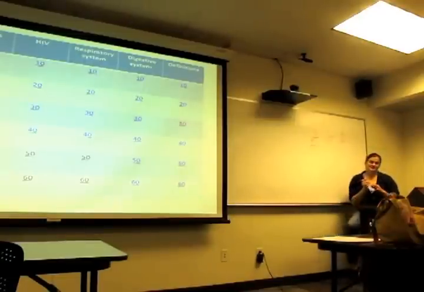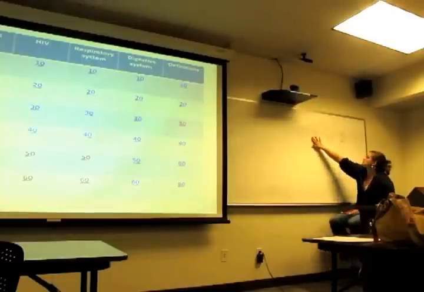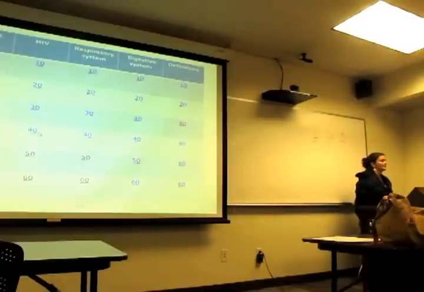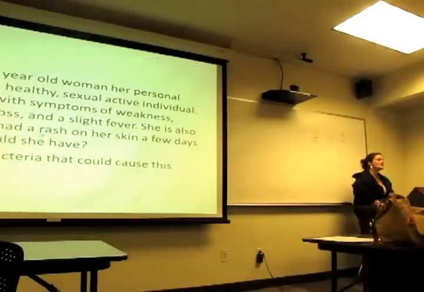Okay, Logan. Hit me. How about HIV for 40? Susan is a 34-year-old woman. Her personal history is of a healthy, sexually active individual. She came in with symptoms of weakness, fatigue, hair loss, and a slight fever. She has also said that she has had a rash on her skin a few days ago. What could she have?